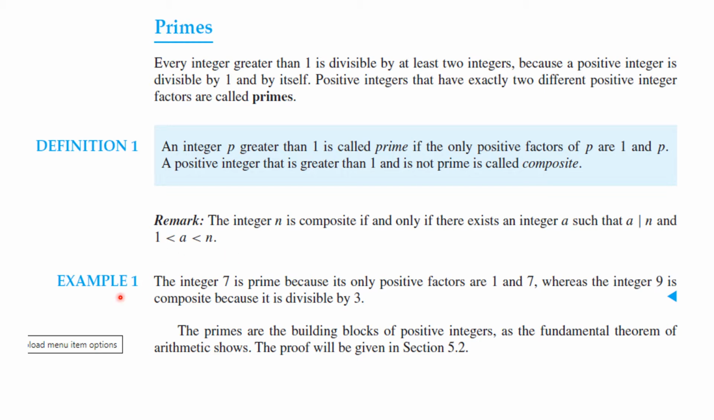So as examples, the integer 7 is prime because the only positive factors are 1 and 7, whereas 9, which is 3 times 3, is composite because it's divisible by 3. Now we'll see that primes are actually the building blocks of positive integers, sort of the DNA of positive integers, as the fundamental theorem of arithmetic shows us.